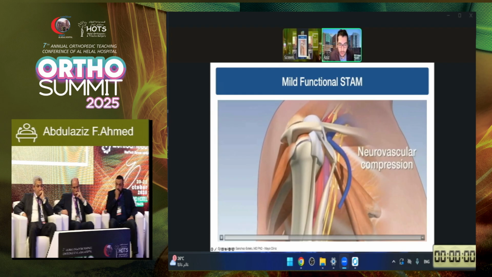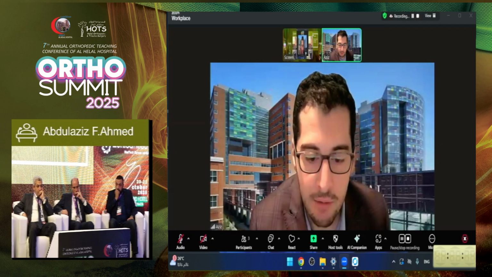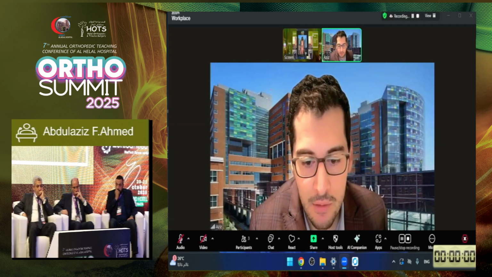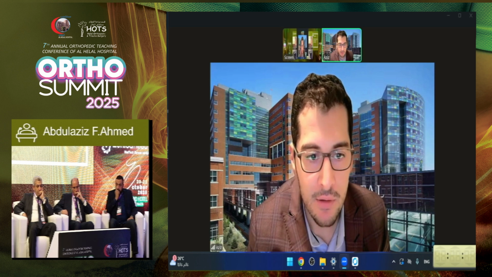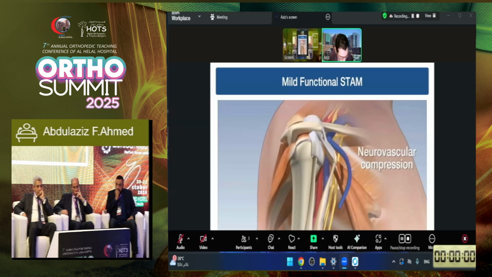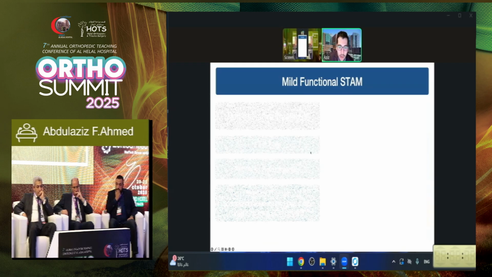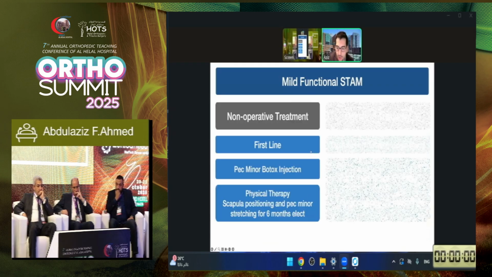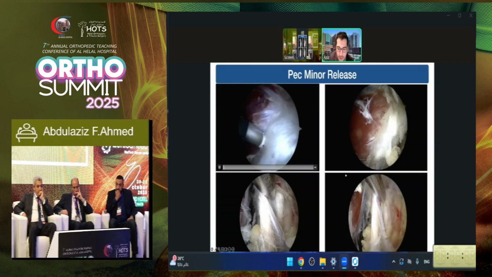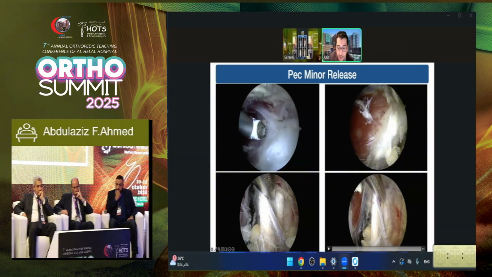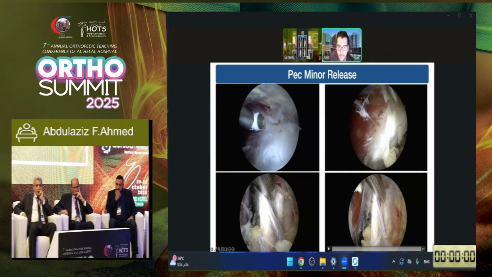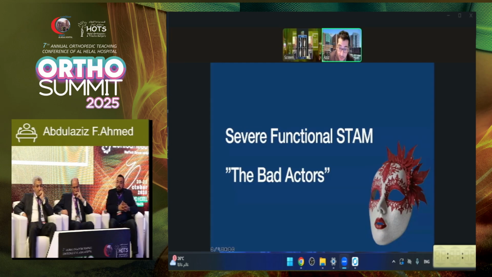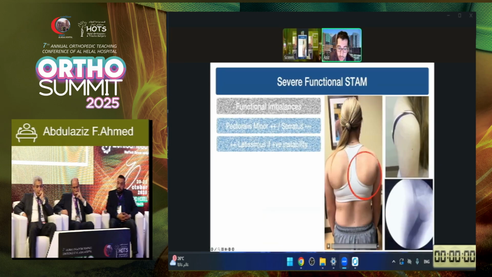And typically what I do for this most of the time is going to be, most of the time I'm going to do that off. But when I need surgery, I would do picture on the spinal release. So it's done arthroscopic, and I identify the vertical plexus here. Or it could be severe functional stem, and that's a problem.